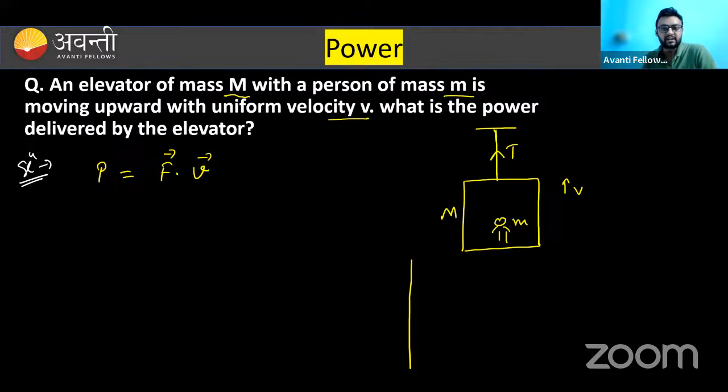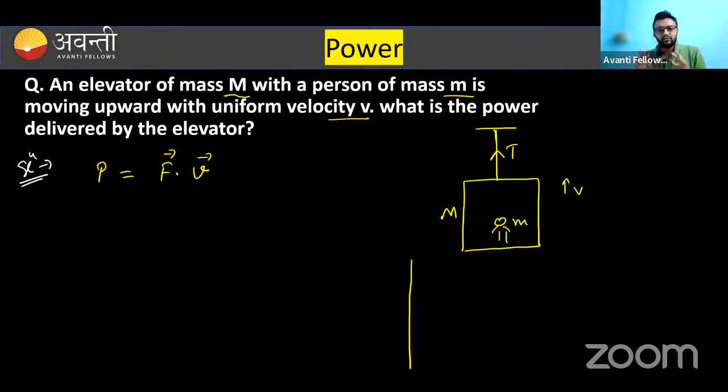They are not asking for the instantaneous power. They are just asking for the power delivered by the elevator. Now, my answer is, if the velocity of the body is not changing, then at every instant its power is going to be constant. If at every instant its power is constant, then its average power will also be the same, right?